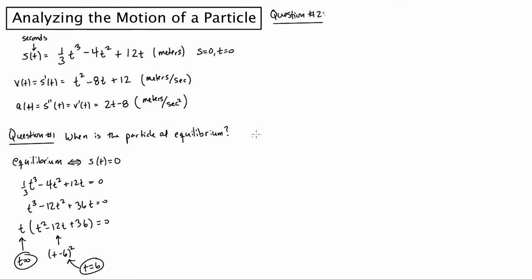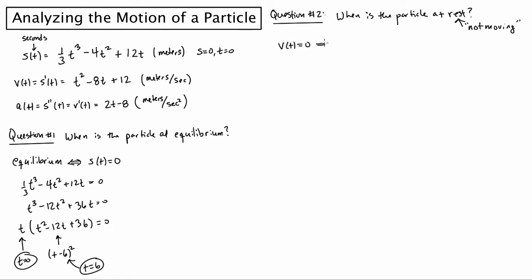Question number 2 is, when is the particle at rest? Now, I don't want you to confuse being at rest with being at equilibrium. Equilibrium means it returns to where it started, or it's at its starting location. At rest means not moving. So we say the particle's at rest when it's not actually moving. Not moving is a property of the velocity, so at rest means that the velocity is 0.